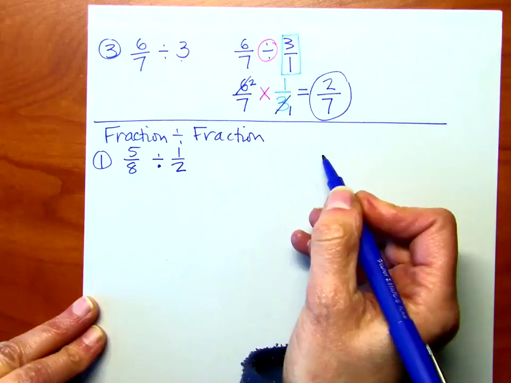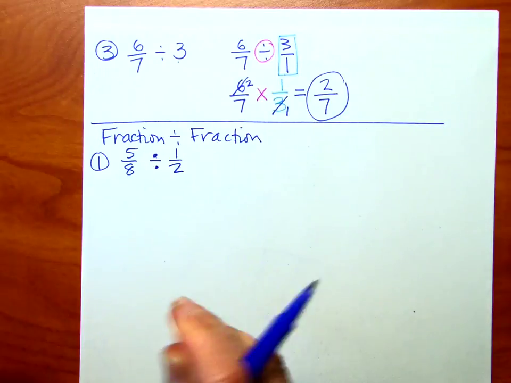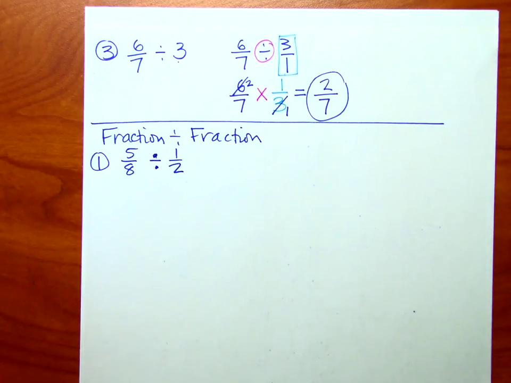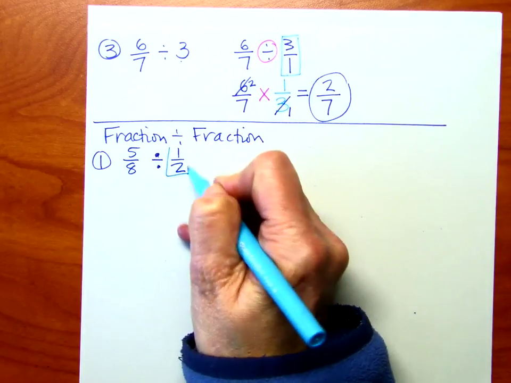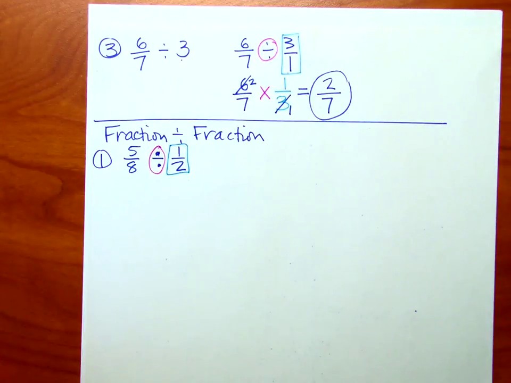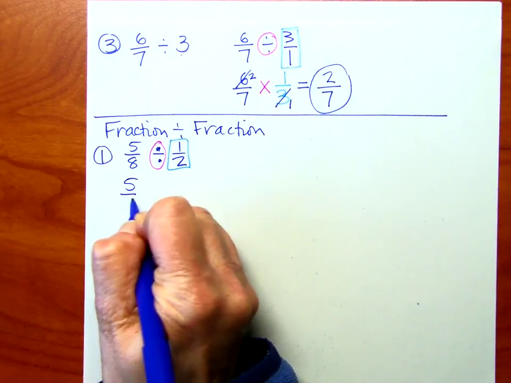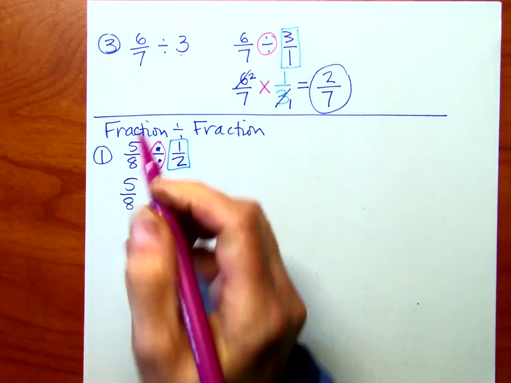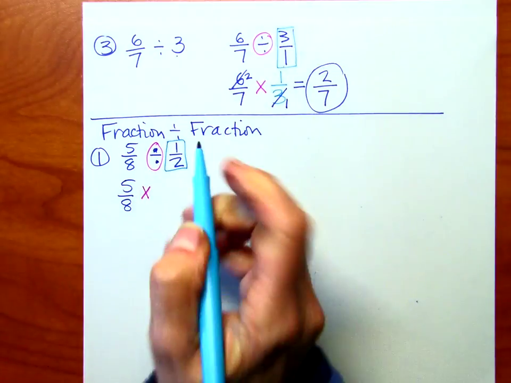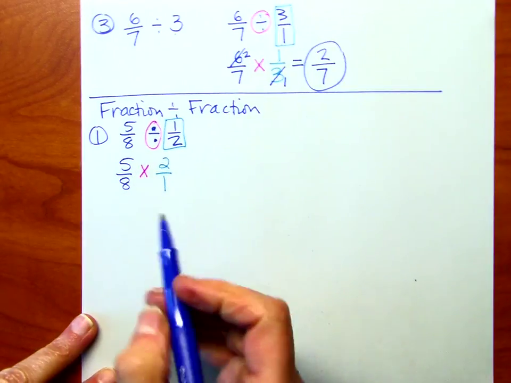Now I don't need to rewrite, I don't need to put a 1 under any of these because these are fractions. But I am going to rewrite it because I have to flip that second fraction, and I have to change the operation from division to multiplication. So instead I have 5/8 times 2/1. Hopefully you're getting the hang of this now that we're into several examples.